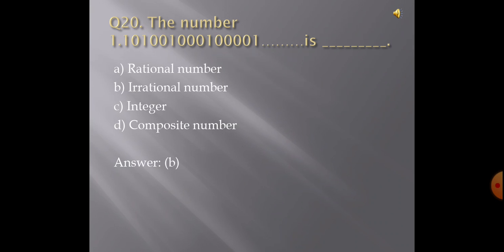Then question number 20. In question number 20, the last question, the number is given to you and you just have to tell whether it is rational, irrational, integer or composite.